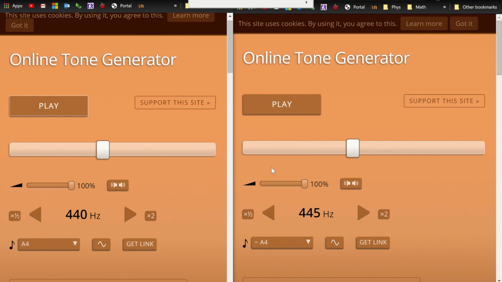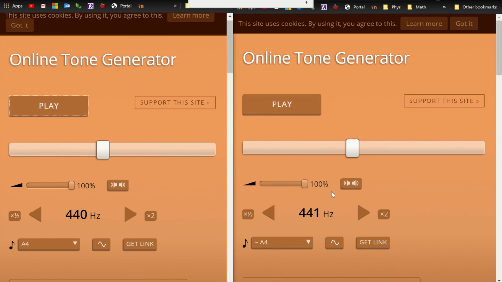Now, what if the frequencies of the two sounds are actually closer? For example, what about 440 and 441? There's only a difference of 1 hertz, and the beat will now be a lot slower. This is a beat of 1 hertz, only 1 cycle per second.